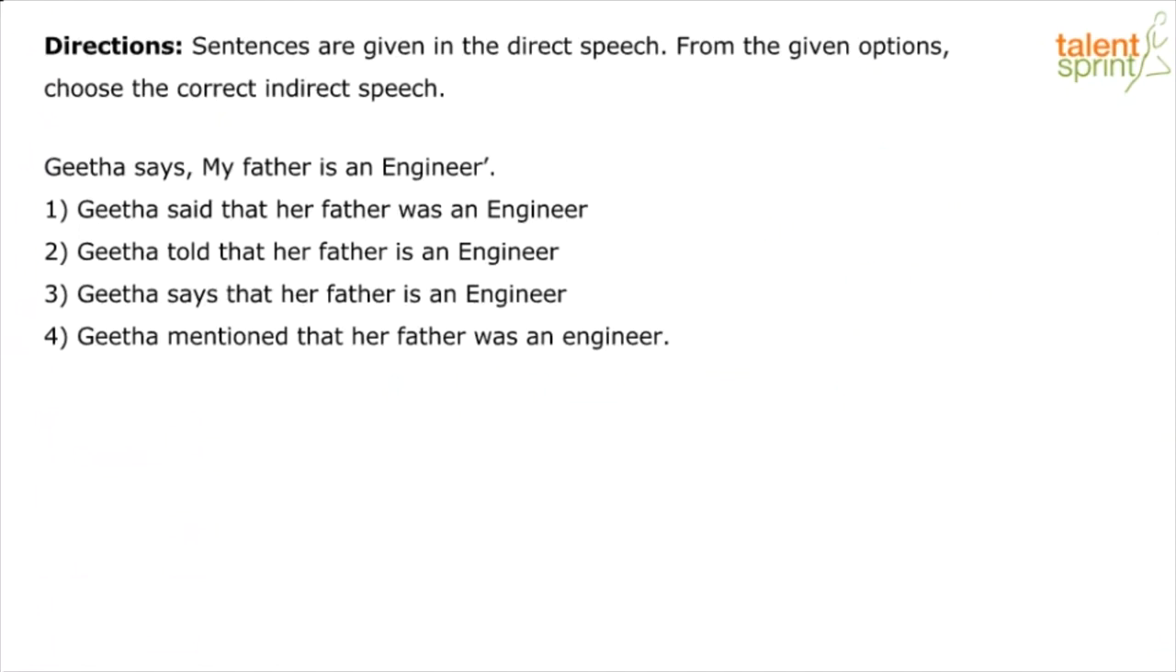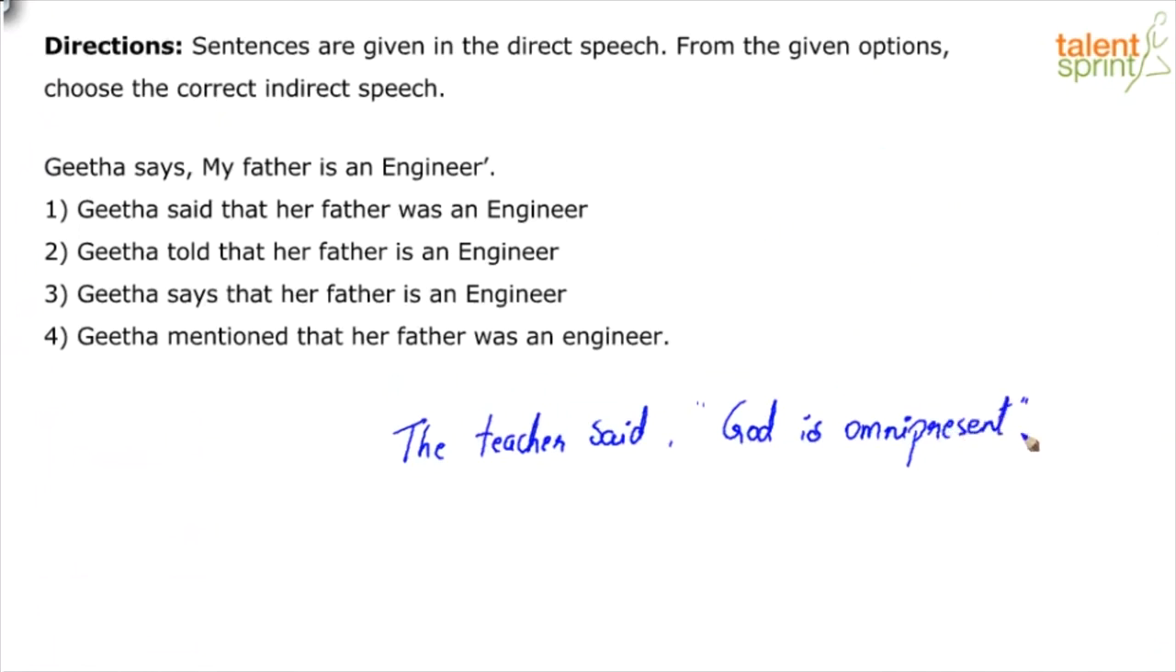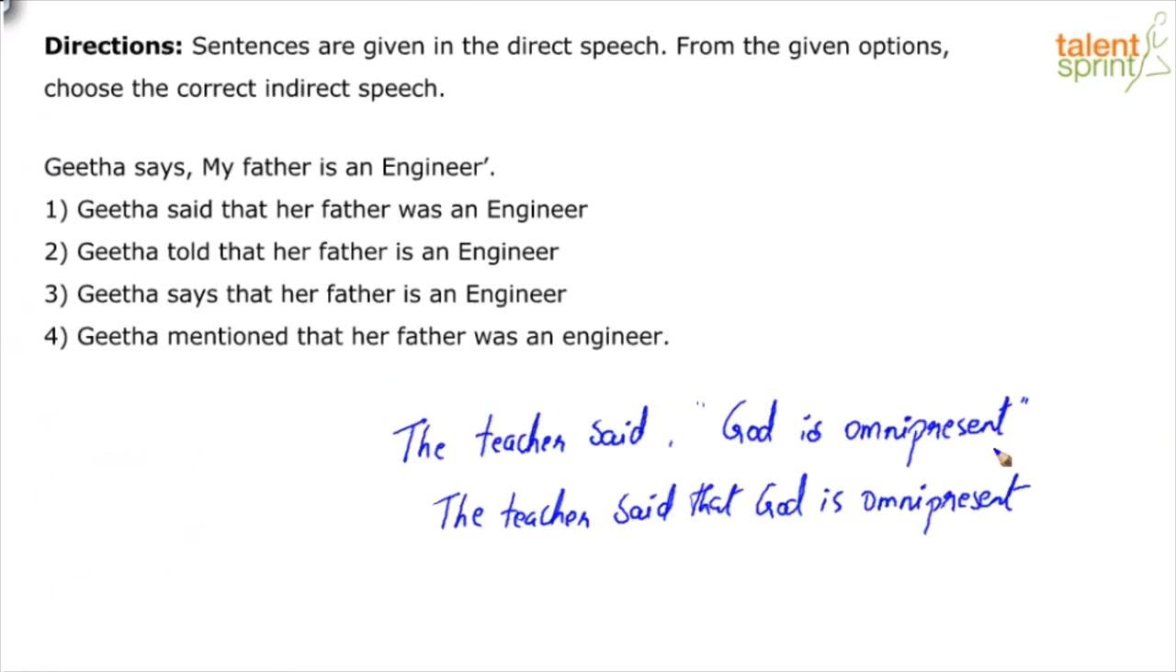I'll just give you another example to reiterate that. If you have "The teacher said, God is omnipresent", active voice, change it to passive voice. What will you say? You can repeat the same thing. You don't have to change anything: the teacher said. All you have to do is add "that": God is omnipresent. This is a universal truth, so you don't have to change anything here. That's it. So option 3, as it is.